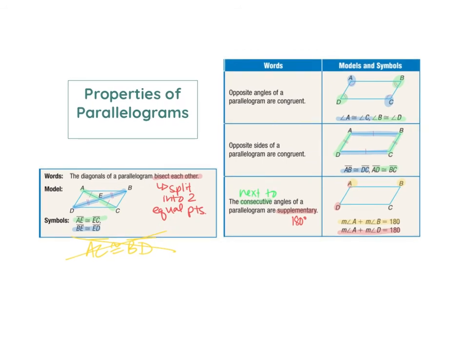Okay, so again, important properties to know. We're going to talk about these a lot going forward. Opposite angles are congruent, opposite sides are congruent, consecutive angles are supplementary, and then the diagonals bisect each other.